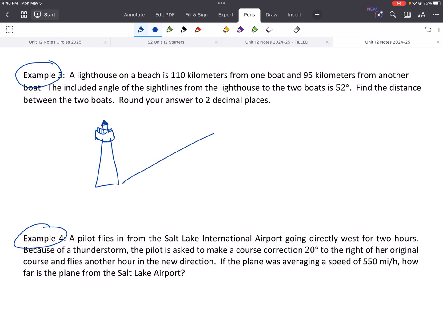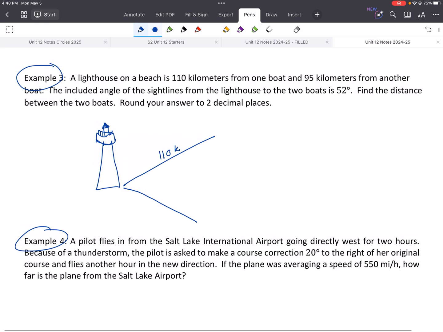Okay, so we can see 2 boats. We see a boat that's 110 kilometers to one boat. Here's my boat. And then they also tell us that 95 kilometers we see another boat. And they also tell us the included angle of the sight lines from the lighthouse of the 2 boats is 52 degrees. So this would be 52 degrees. And they want us to find the distance between the 2 boats.